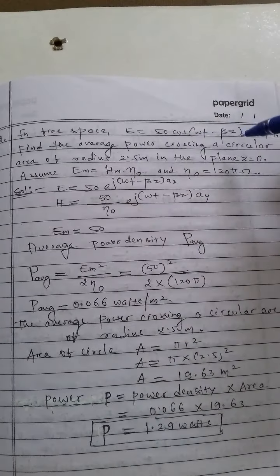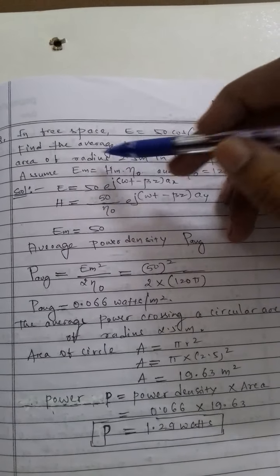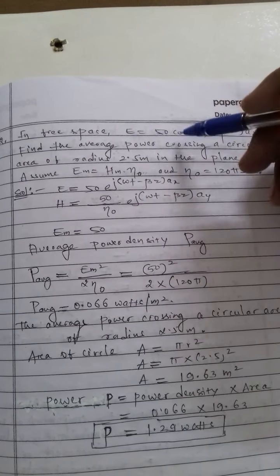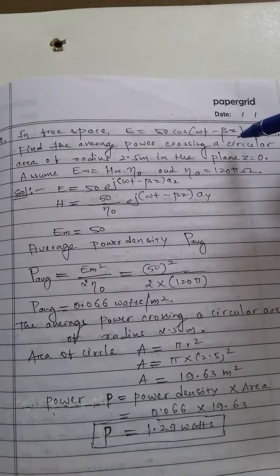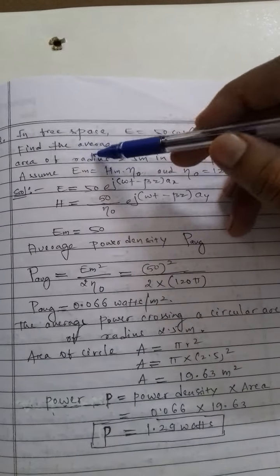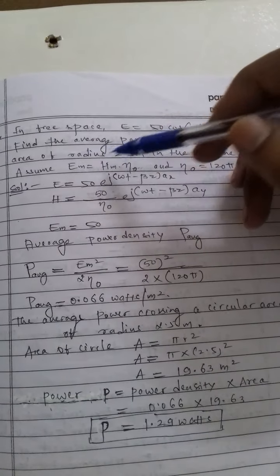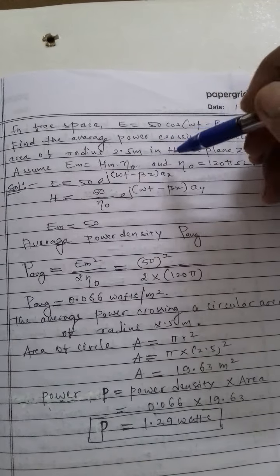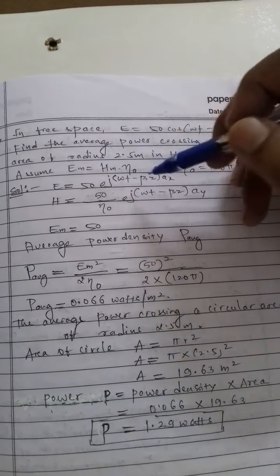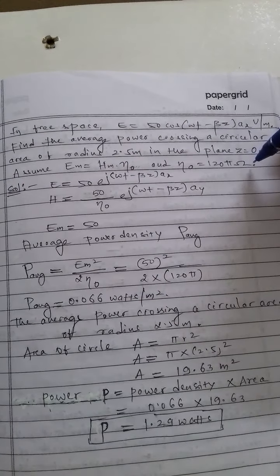Find the average power crossing a circular area of radius 2.5 meters in the plane z equals 0. In free space, E is equal to 50 cos(omega t minus beta z) ax volt per meter. Assume Em is equal to Hm times eta naught, and eta naught is equal to 120 pi ohms.